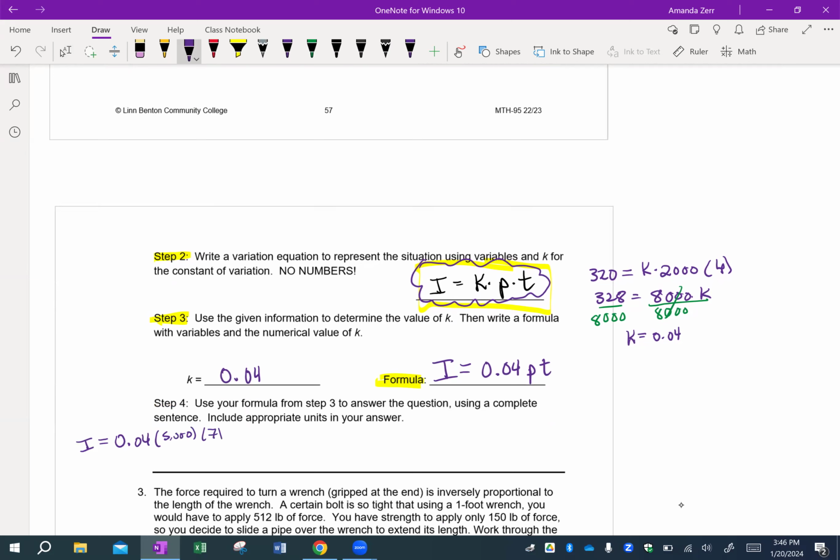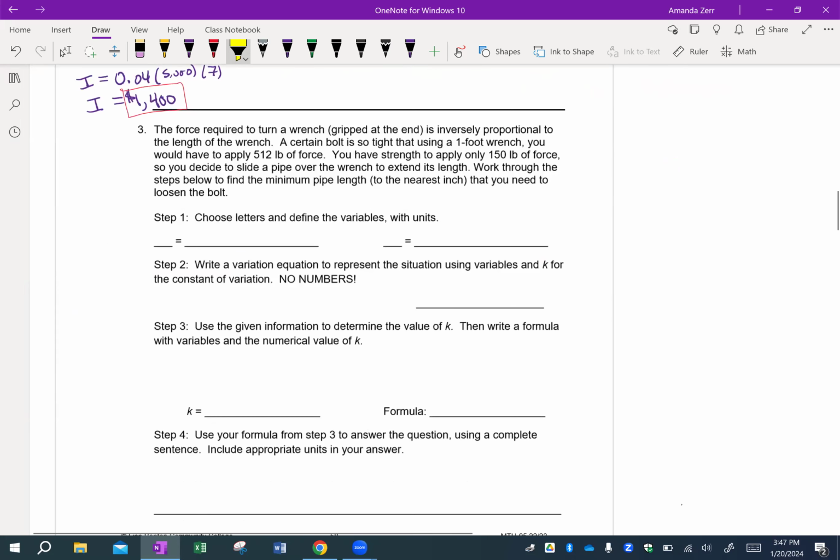5,000 for 7 years. And that gives us a grand total of 1,400 for interest. Okay, free money. So step 4 is when you finally answer the question. Okay, let's do one more.